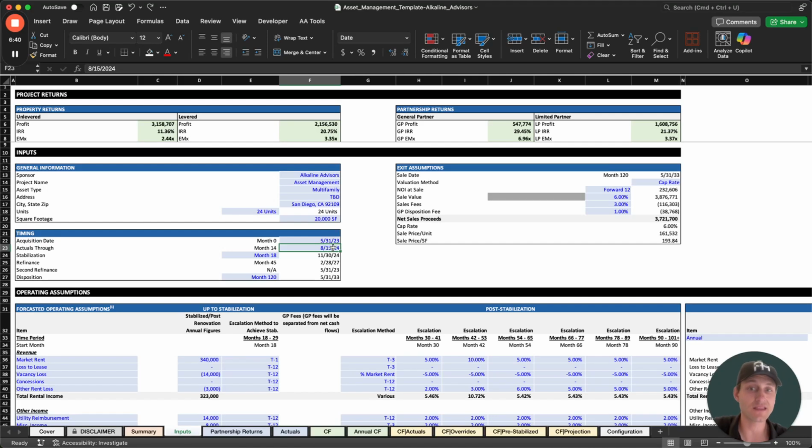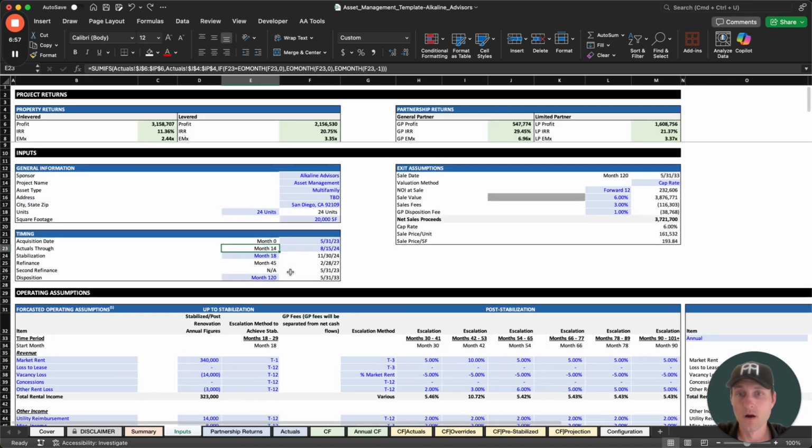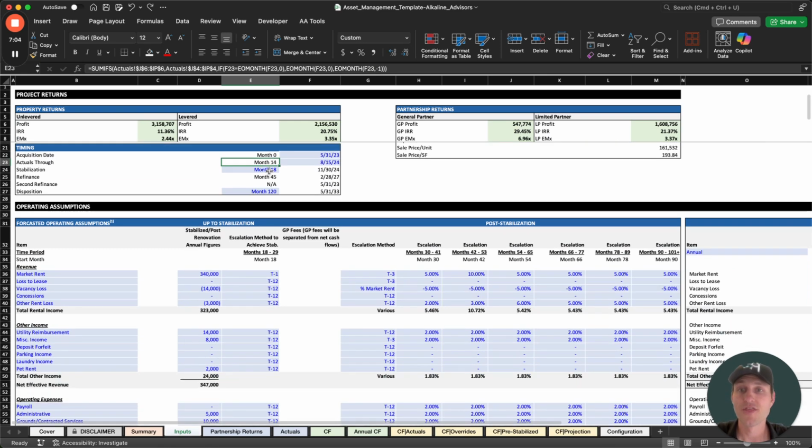So if we're not at the end of a month, in this case we're in the middle of August, we're not going to be able to calculate the actuals for the month of August until we're past August. So once we have the actuals keyed in, and in this case we're through July, we're then able to say, based on those actuals, how are we trending those figures through to stabilization? We're now saying we anticipate stabilization occurring in month 18.